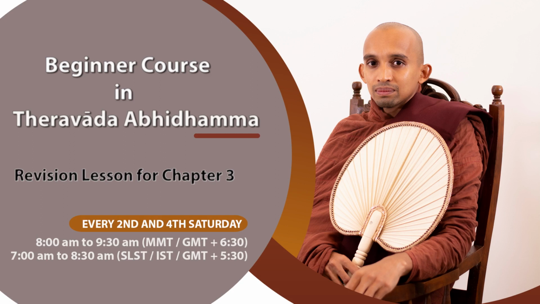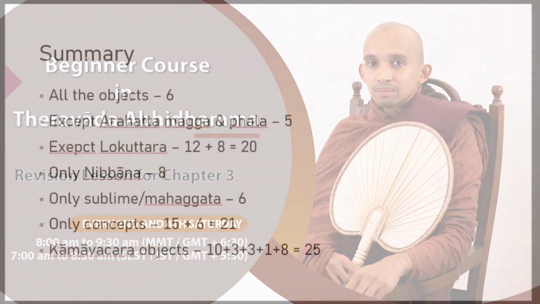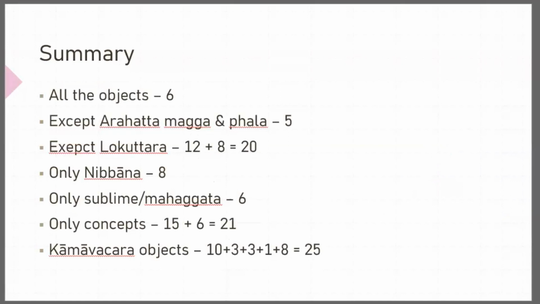For objects, let us pay attention to the summary again regarding objects. We can summarize into these sections regarding the objects: the Chittas that take all the objects, the Chittas that take all objects except Arahatta Magga and Phala, the Chittas that take all the objects except Lokuttara, the Chittas that take only Nibbana, the Chittas that take only sublime objects, the Chittas that take only concepts, and the Chittas that take Kamavachara objects.